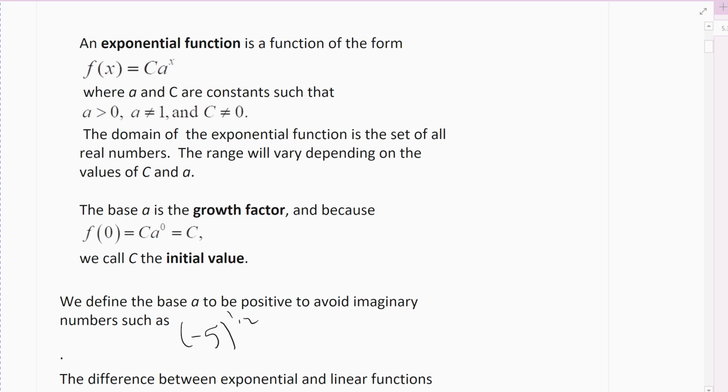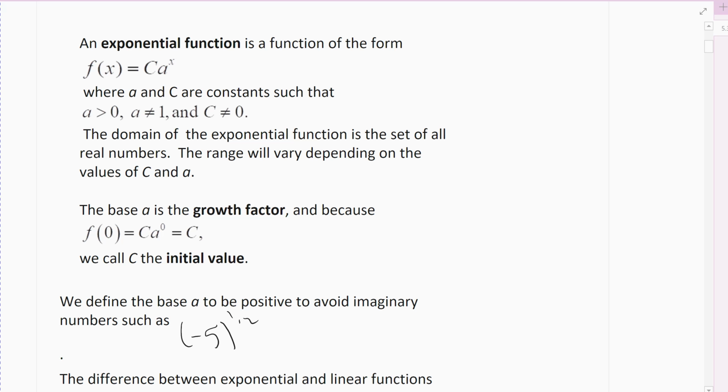So starting off, an exponential function in general is of the form some constant c times a to the x, where a is a number and x is the variable. The exponential part comes from the fact that the variable part is in the exponent. A is raised to the variable x. A and c are constants. C cannot be 0, and a has to be positive and not equal to 1. If it's 1, it's just a line, because 1 raised to any power is 1.